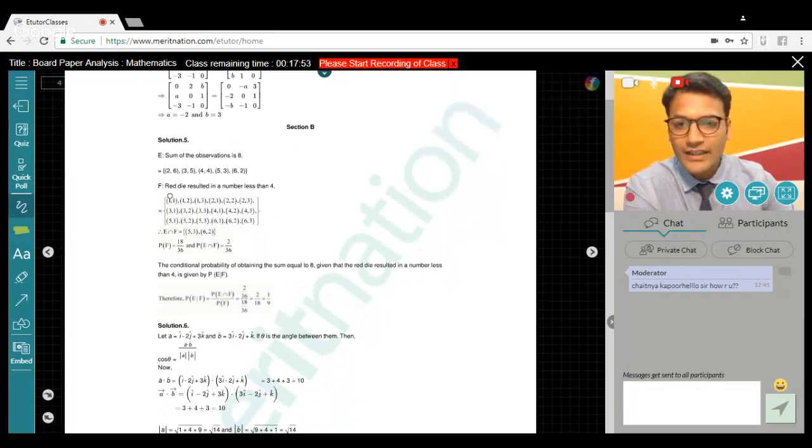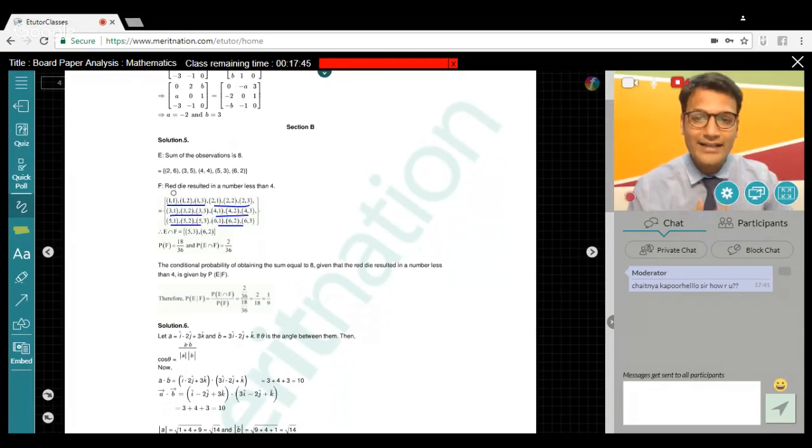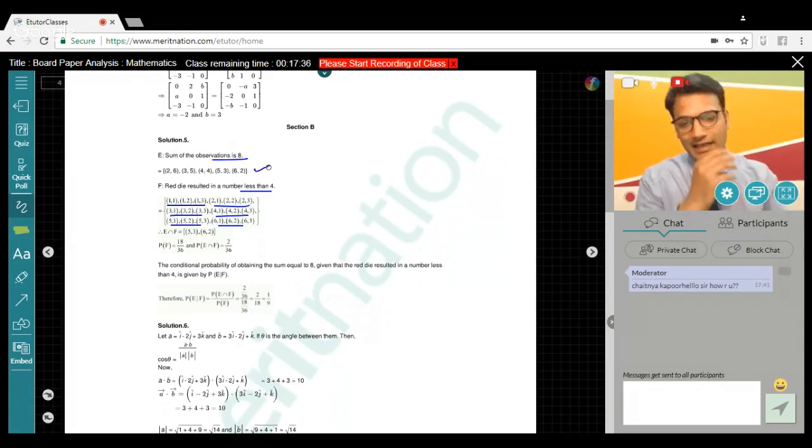So over here, you will create the cases with 1, with 2, with 3, with 4, with 5, and with 6. These are all the cases wherein the red die results in a number less than 4, right? And similarly, you're going to be creating cases when the sum of the observation is 8. So you know when the sum of the observation would be 8.